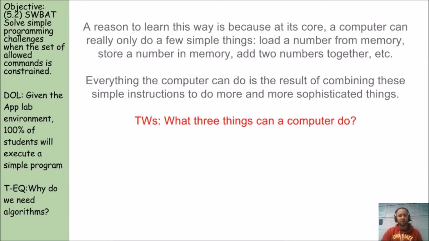A reason to learn this way is because at its core, a computer can only do a few things: load a number from memory, store a number in memory, and add 2 numbers together. Everything the computer can do is a result of combining these simple instructions to do more and more sophisticated things. Think, write, share. What 3 things can a computer do?